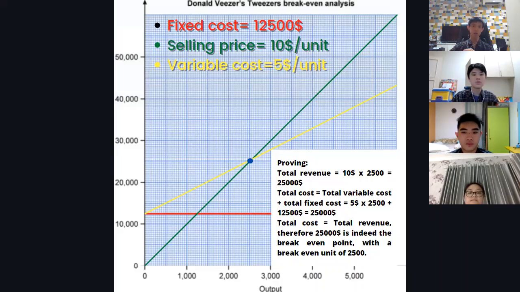And as you can see, both total revenue and total cost are equal to $25,000, which shows that total cost is equal to total revenue. Therefore, $25,000 is indeed the break-even point with a break-even unit of 2,500.